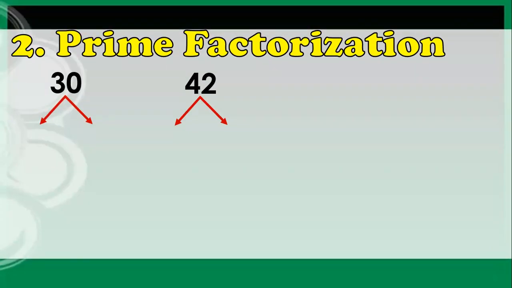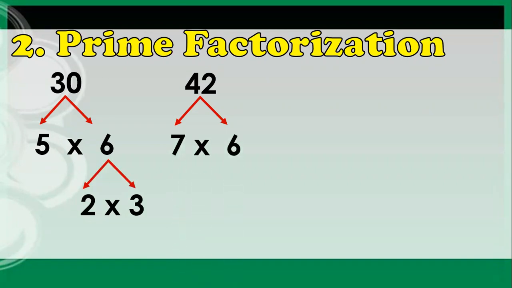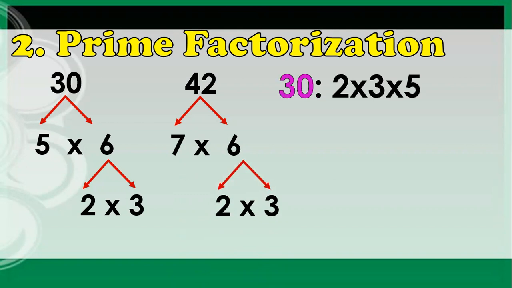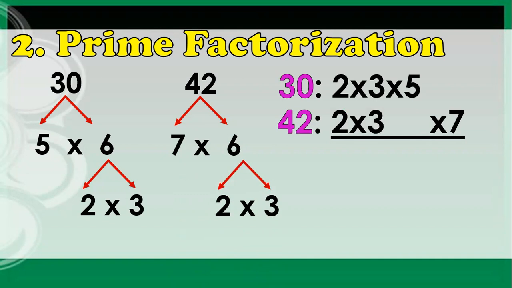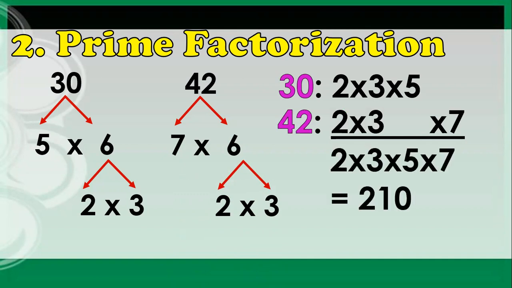Second one, we use the prime factorization method. We're going to find the LCM of 30 and 42. So, giving the prime factorization, we have 30, which is 2 times 3 times 5, and 42, we have 7 times 6, and 6 is 2 times 3. So 42 is 2 times 3 times 7. So we're going to multiply all the factors of both 30 and 42, that is 2 times 3 times 5 times 7. Therefore, the least common multiple of 30 and 42 is 210.